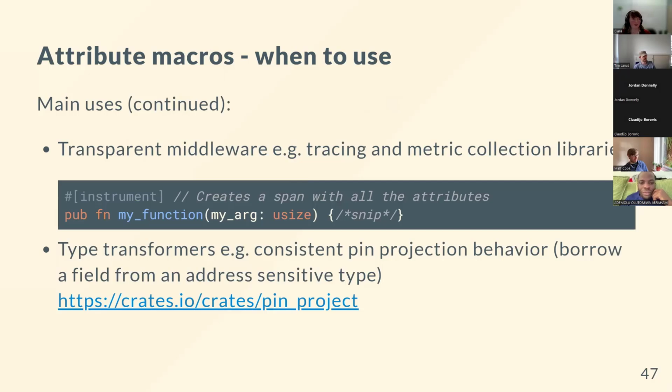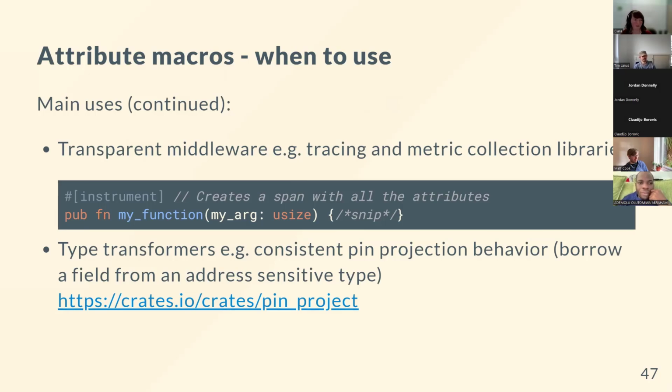You can also use attribute macros for things like transparent middleware. So the tracing crate is a very classic crate that's used for adding context and information to log messages, but also for sending out log messages beyond just the console to other places that you might want to gather metrics and whatnot for. And this instrument macro creates a span that has all of the parameters in your function. So then any tracing logs that you do, like tracing info, tracing warn, tracing error, will contain the metadata from that span. So they'll contain your argument there.